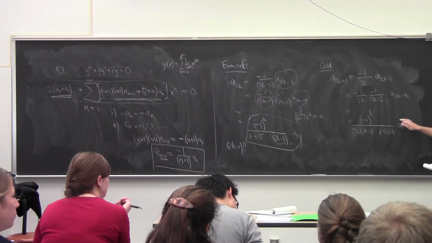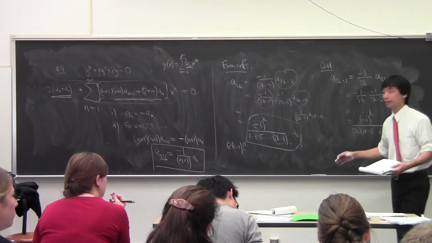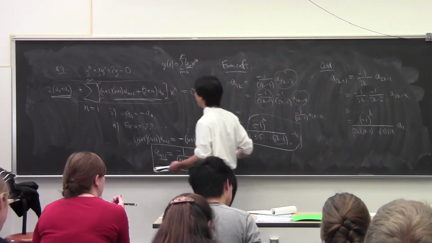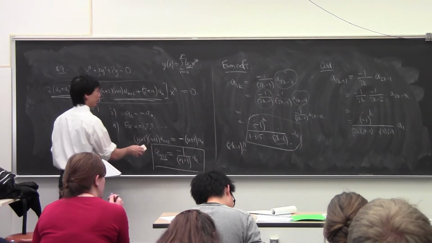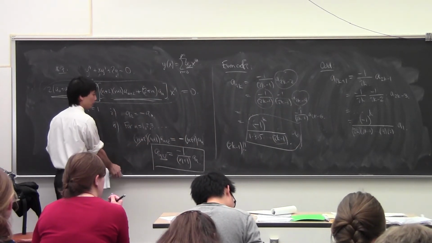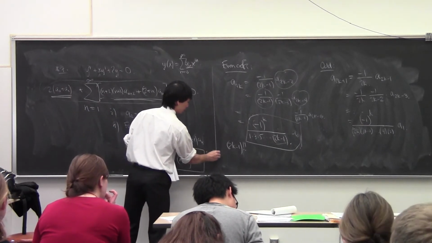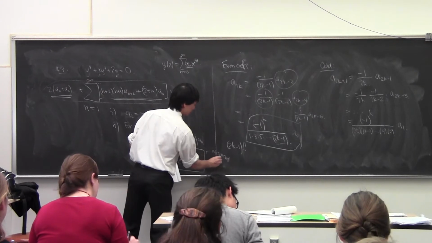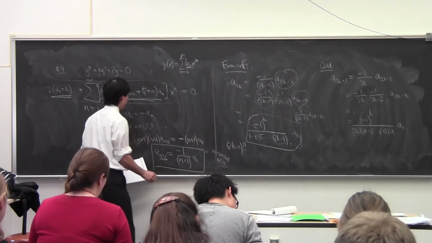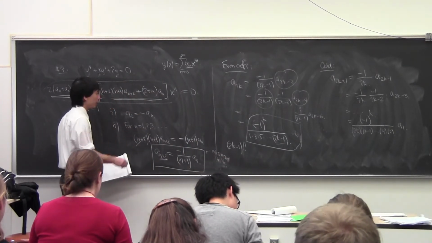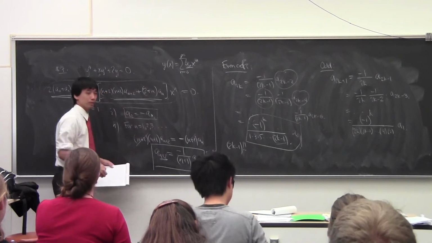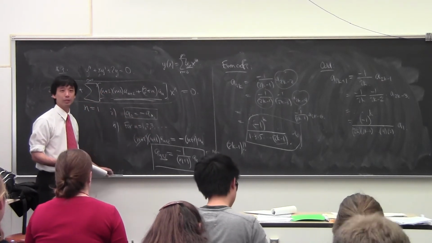So this says that we know what the even coefficients are, and we know what the odd coefficients are, so we wrap it all up. This thing they call the recurrence relation, and this is also sort of like an initial, a first recurrence relation.